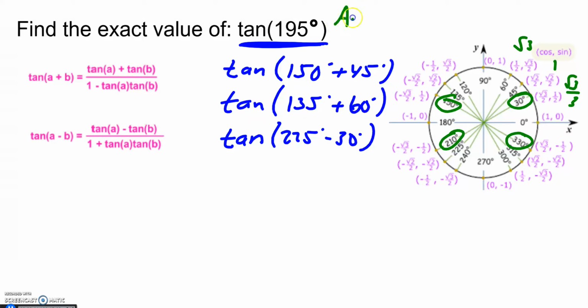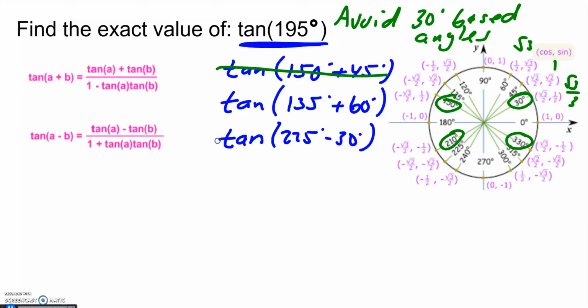So I'm going to write that. Avoid 30-degree based angles in terms of position. So I am going to avoid this first example, and I'm going to avoid this last example. So I'm going to use this one, tangent of 135 plus 60. And if I'm dealing with plus, I'm dealing with the tangent of a sum. So I'm going to rewrite it like this.